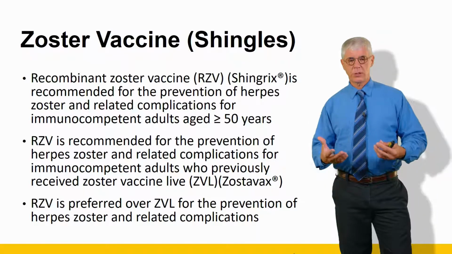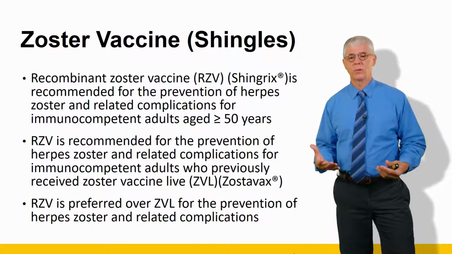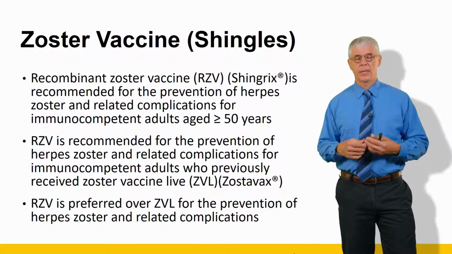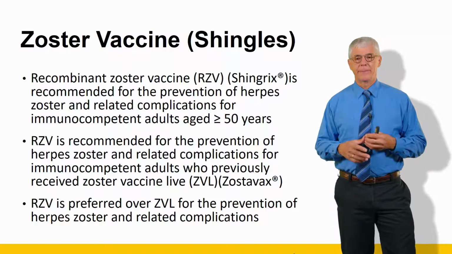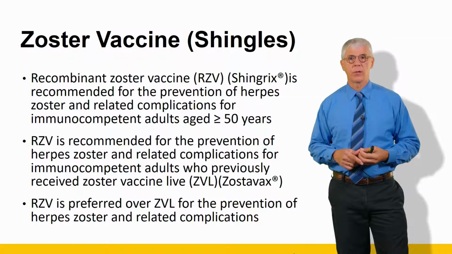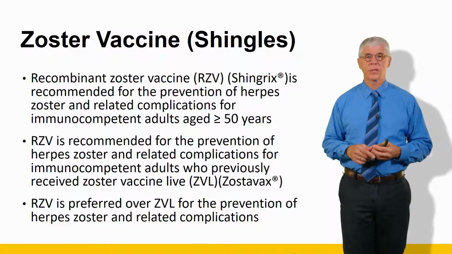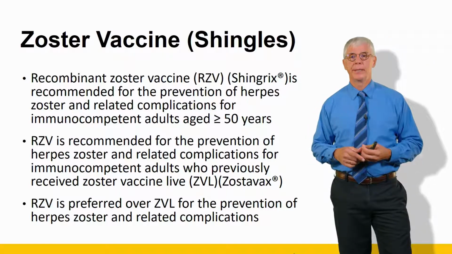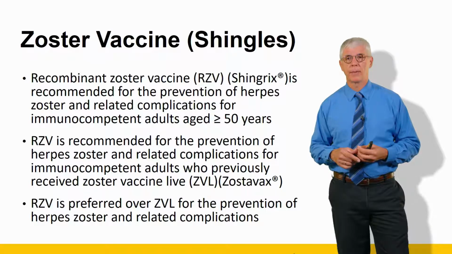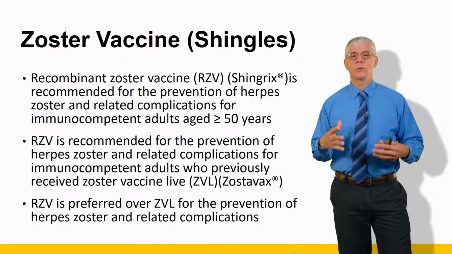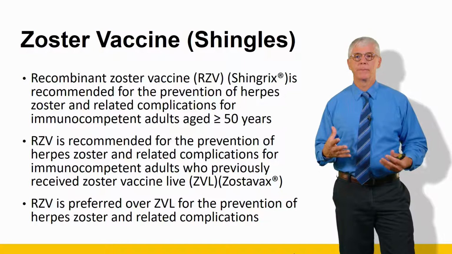However, if we don't treat it properly with antivirals in a very expeditious manner, this can result in lifelong pain in that nerve called postherpetic neuralgia, which folks that have that really struggle as far as trying to control that pain. So anything we can do to prevent shingles, we should do it, okay?